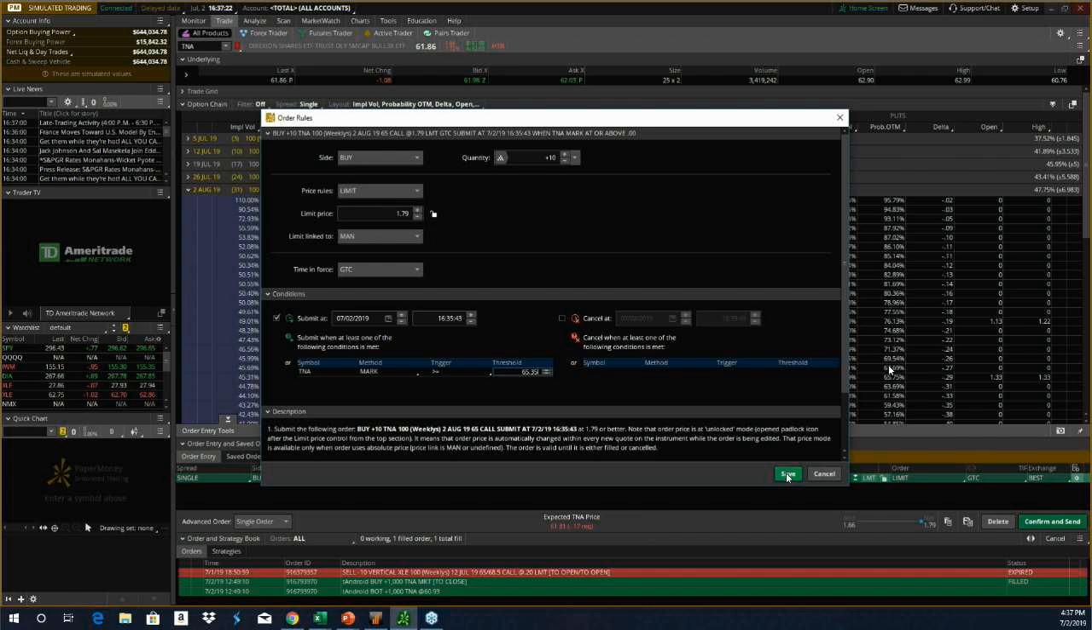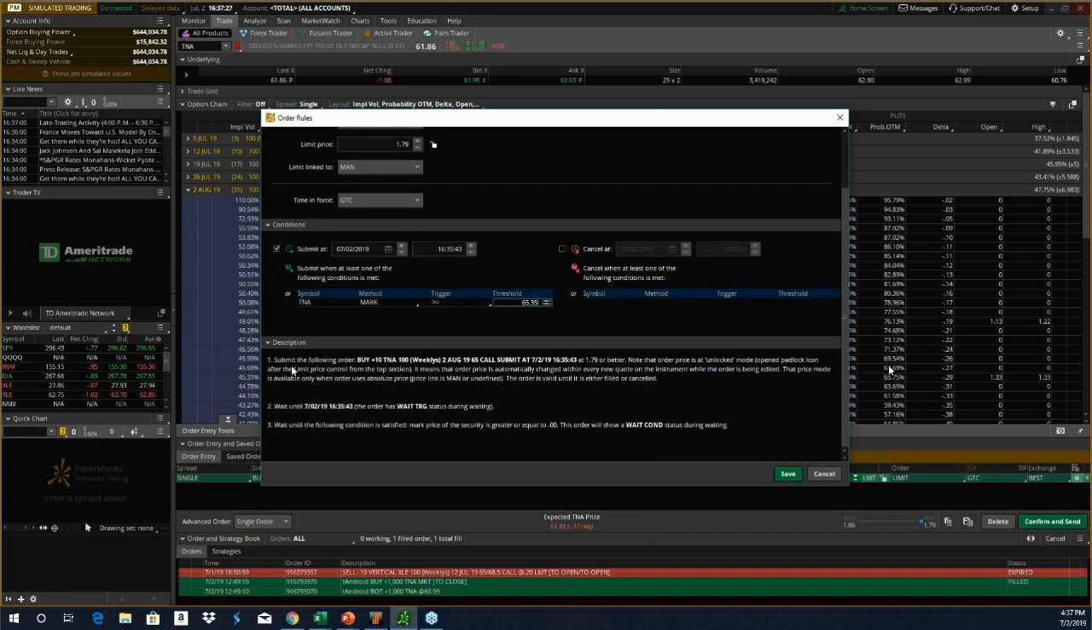Okay. And Thinkorswim does a nice job at summarizing that order for us in words. So submit the following order. We're going to buy 10 TNA, and of course you can adjust the contract size accordingly based on your account size and risk tolerance. But you're going to buy 10 TNA August 2nd expiration 65 strike calls at 179 or better.